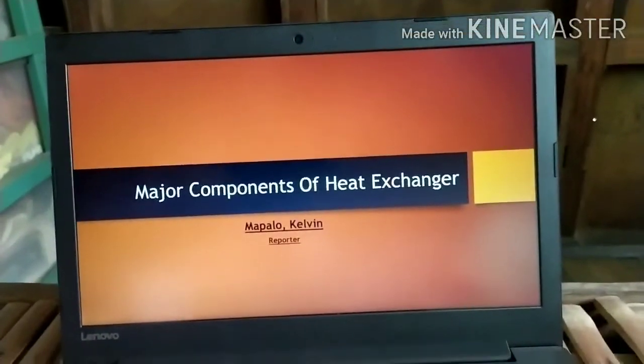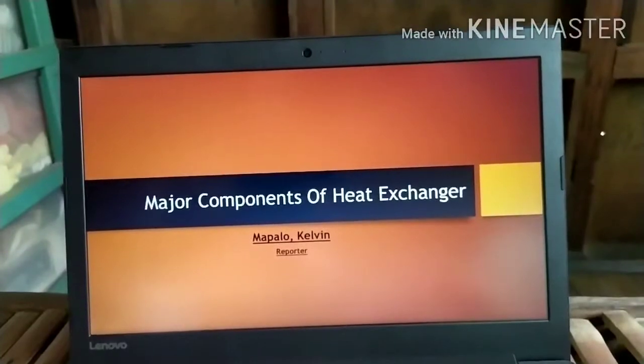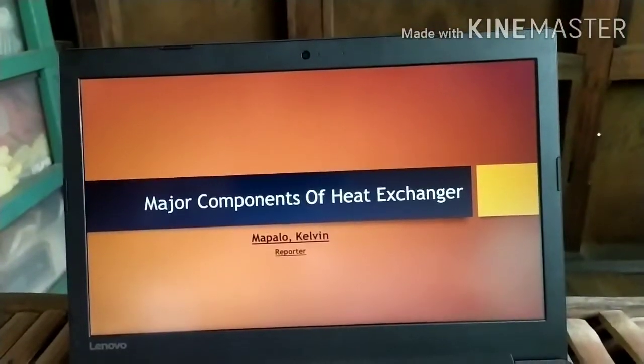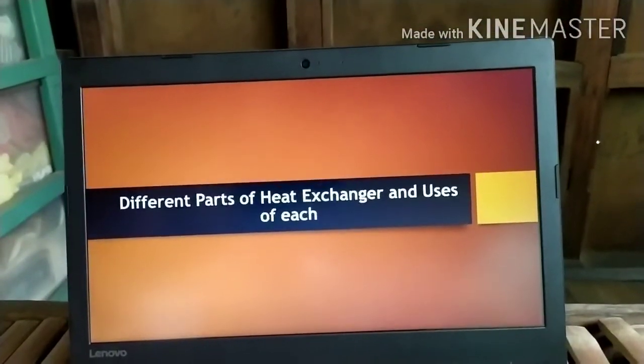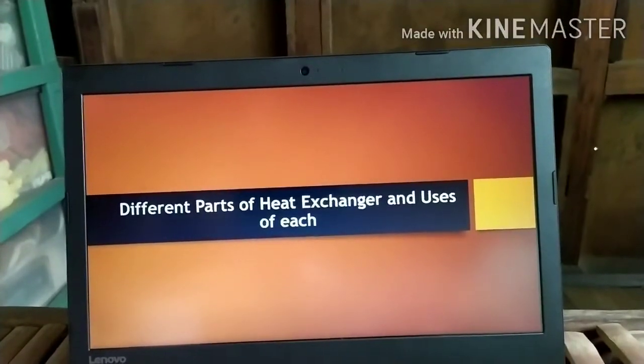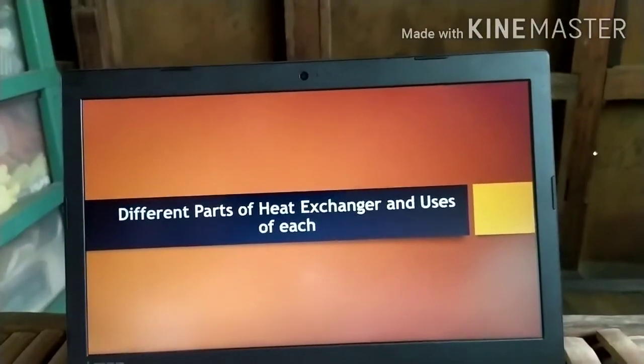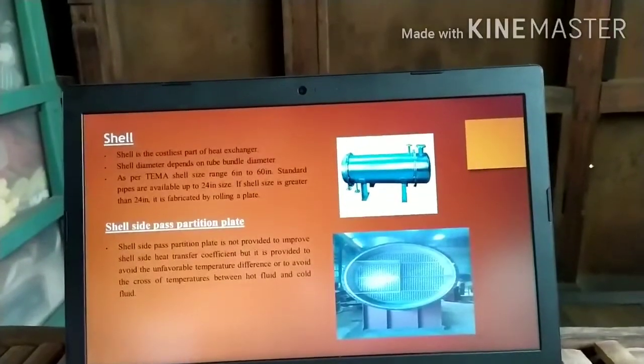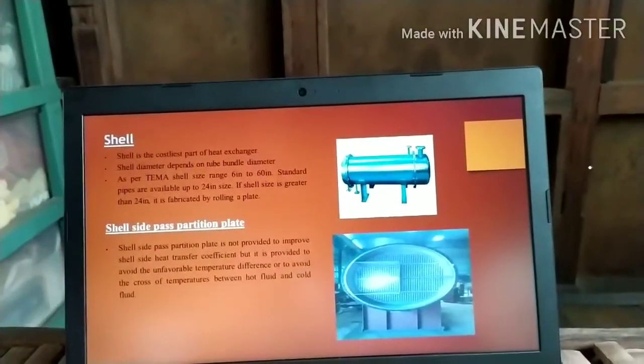So next, we have the major components of a heat exchanger, the different parts of a heat exchanger and the uses of each. So the first is the shell. Shell is the costliest part of a heat exchanger.